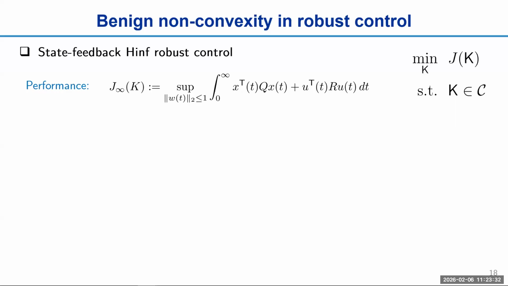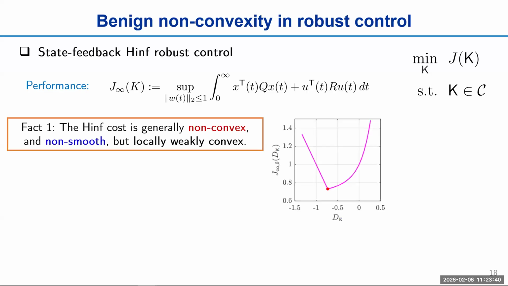And similarly, you can put this problem in this form. And due to the nature of the min-max structure, there is a maximization and you want to do minimization, and the cost will be non-convex and also non-smooth. But we can prove that the cost function is always locally weakly convex. It's not an arbitrary non-smooth non-convex function. There's some geometry here.